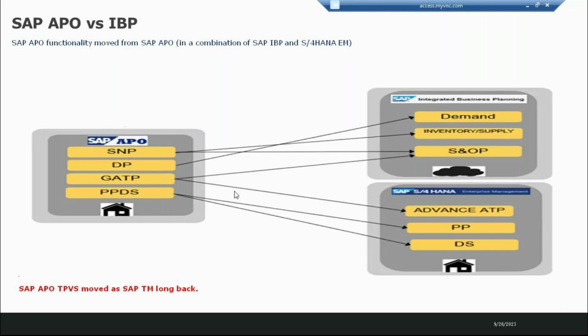So this S/4HANA PPDS is nothing but embedded PPDS only, right? Correct, something in IBP. Yes, embedded PPDS. Okay, thanks, Kalyan. And GATP they also made into AATP.